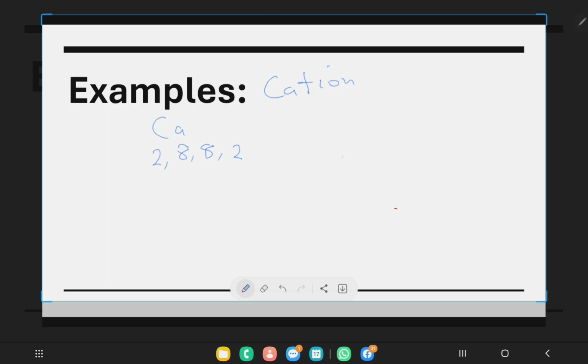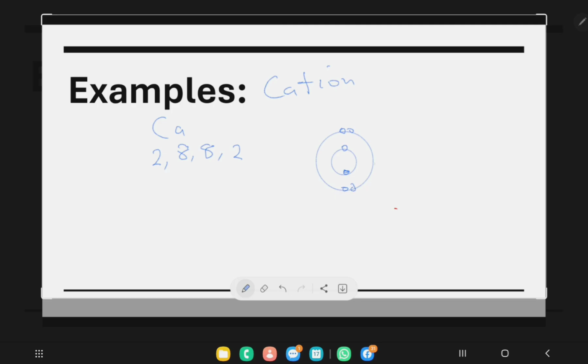Now, we put it in the circular form. We have these 2 electrons, we have the second shell, 8 electrons, we have the third shell, 8 electrons, and we have the last shell, the fourth shell, which has 2 electrons.